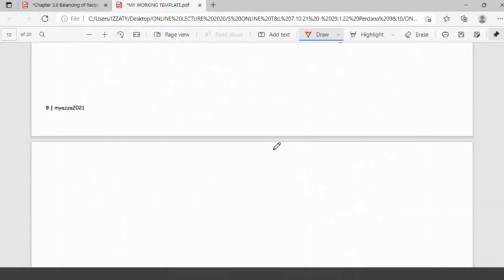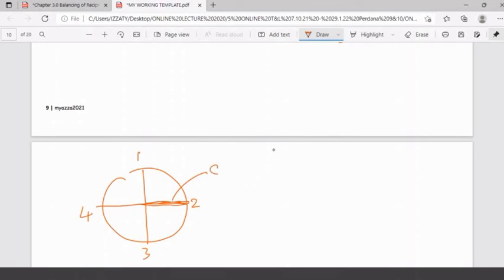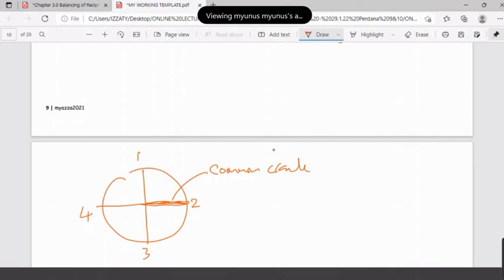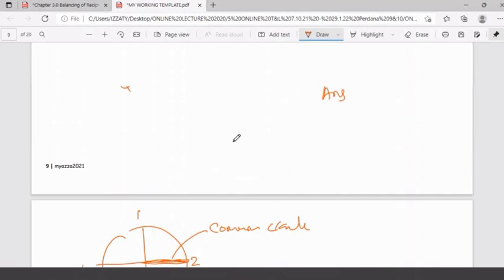Supposing we put it here, 1, 2, 3, 4. So this is the common crank. So now tell me, where will be your reference now? 2 will be the reference. So the reference will always be at the position of the crank, because the crank falls at the line of stroke of that particular cylinder. Okay?